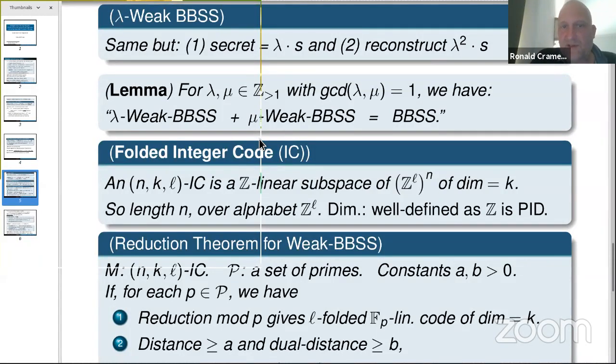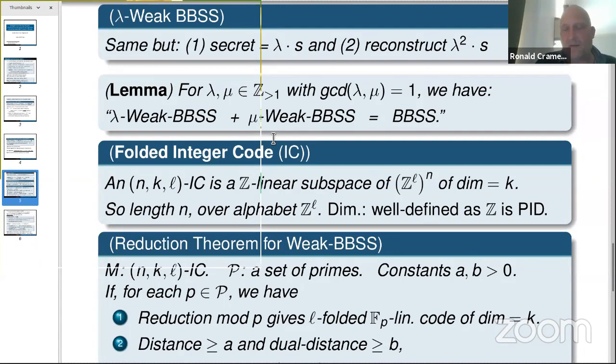Now we introduce a folded integer code, an IC. An (n, L) IC is simply a Z-linear subspace of Z to the L, n copies of that, and it has dimension k. Note that the dimension is well defined because of the structure theory of modules over principal ideal domains. These things always have a dimension and also a basis. So my code here has length n, but it's over alphabet Z to the L.